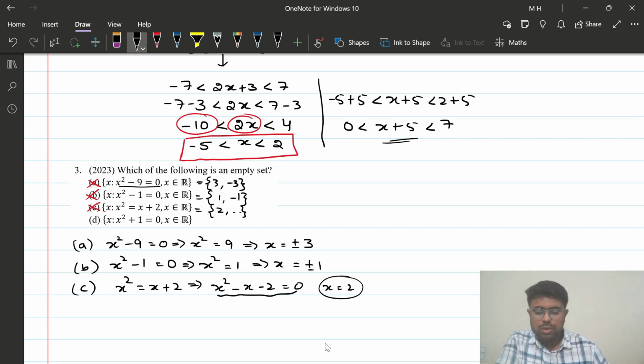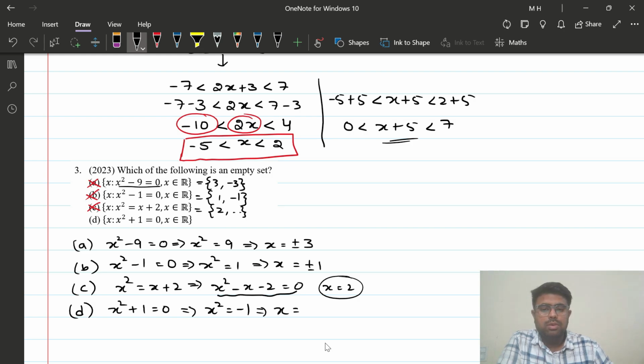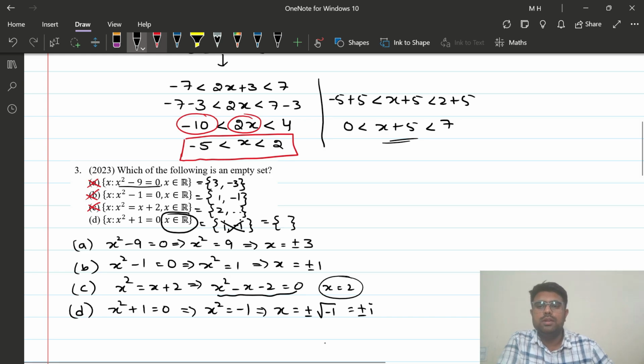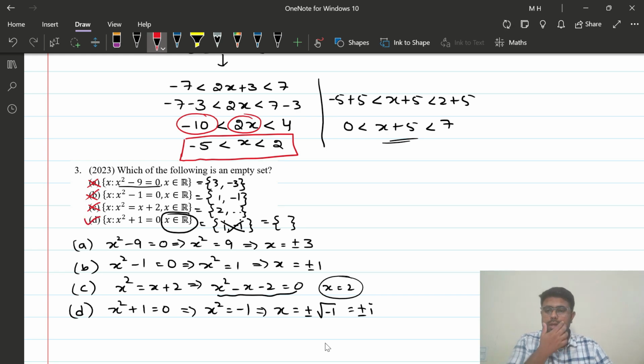Coming to option D, it says x square plus 1 equal to 0. So this will give me x square is equal to minus 1, which in turn will give me x equal to plus or minus root of minus 1, which is plus or minus i. So you might obviously say that it is plus i comma minus i, but i is not a real number. It says x is a real number. So these two will never appear here. So it is going to be an empty set. So the answer is going to be option D.